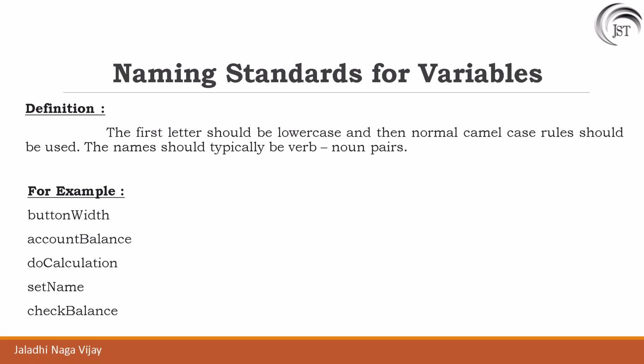Here, we can observe some examples, like account balance and do calculation, which we discussed previously. Set name, check balance. See, the first letter of the first word is small, that means lowercase letters. The second word starts with a capital letter. We should follow this type of naming standards.